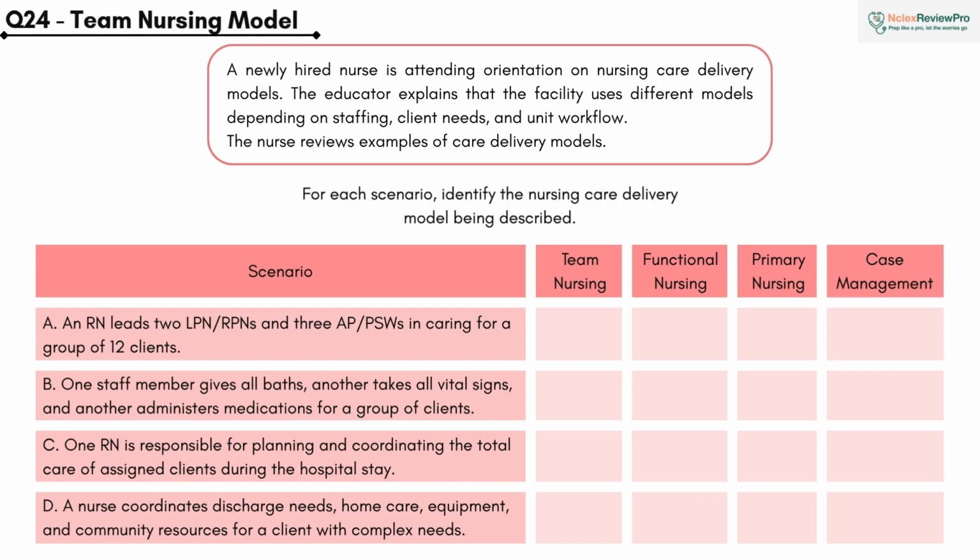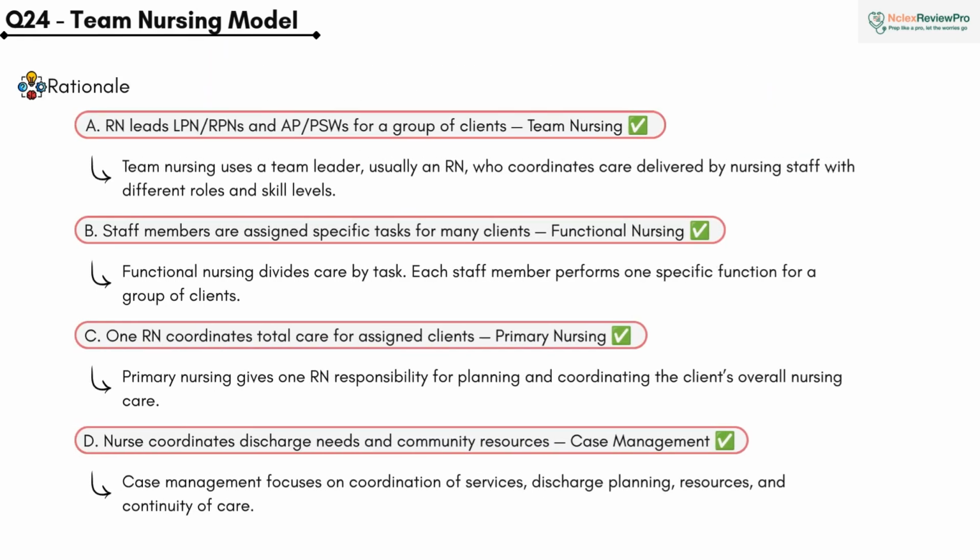The correct answers are: Option A is team nursing. Option B is functional nursing. Option C is primary nursing. And Option D is case management. All right, let's look at the rationales.